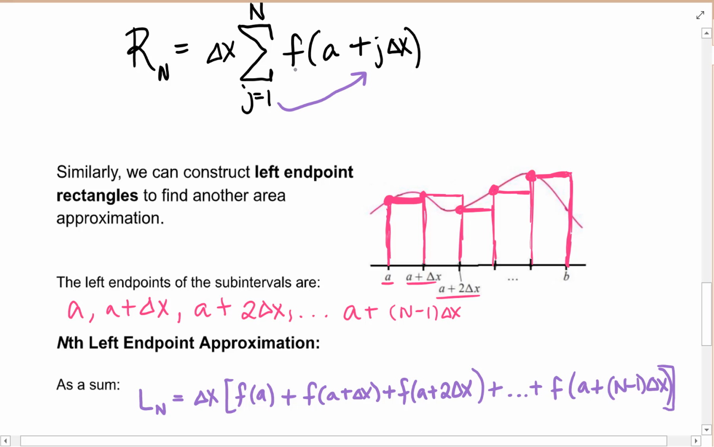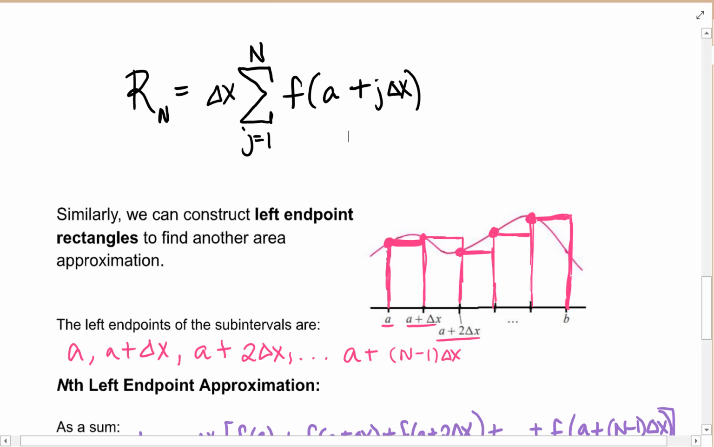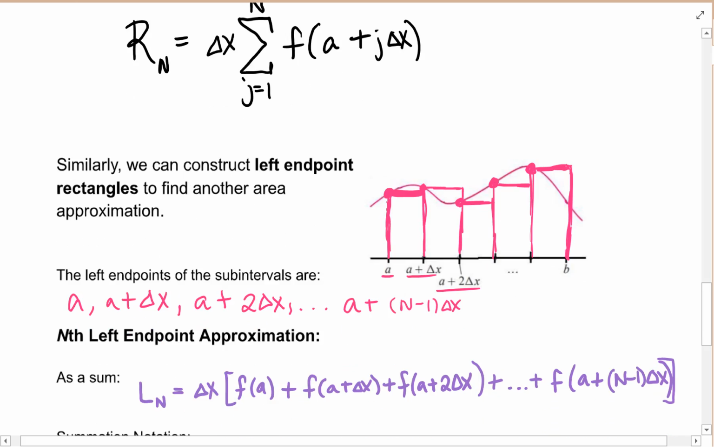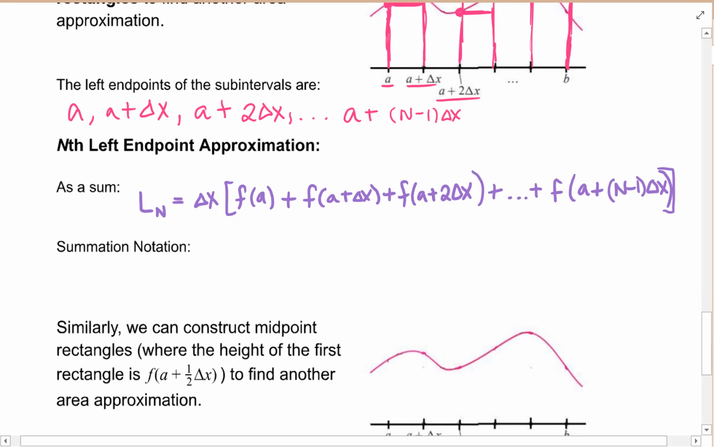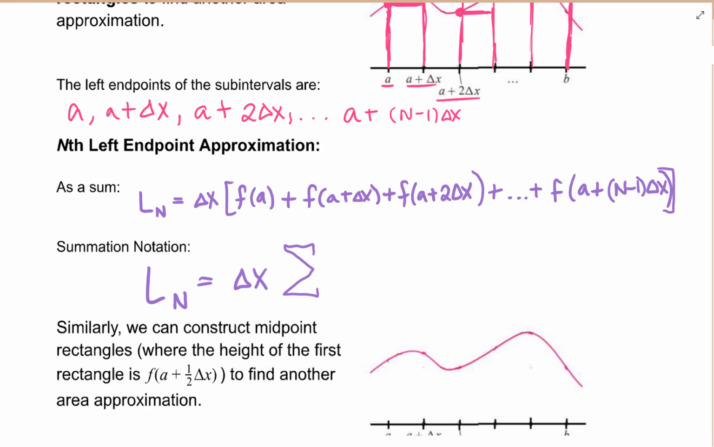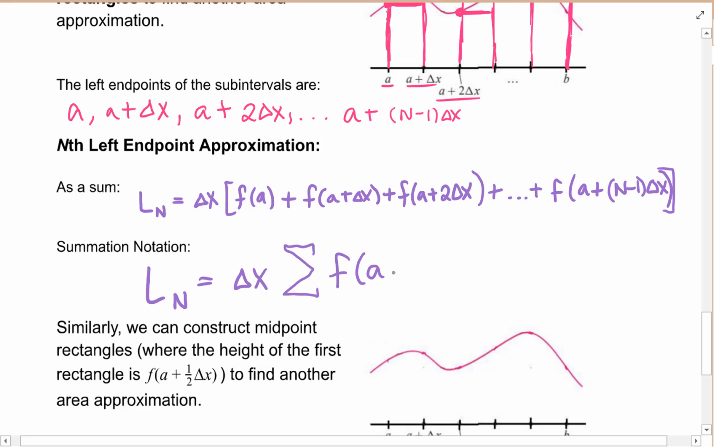So what number would you plug in to just get f of a? Well, you'd plug in 0 for j. So the summation index, the starting point and our ending point are going to be different, but the general term is the same. So L sub n in summation notation is delta x times the sum of f of a plus j delta x, starting at j equals 0 and ending at j equals n minus 1.